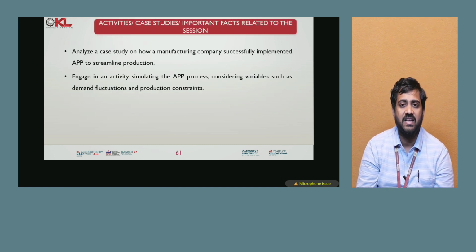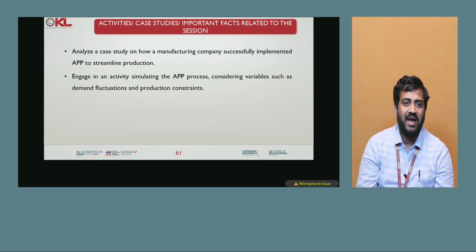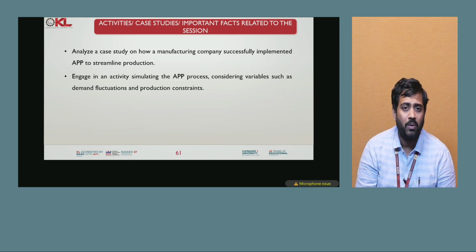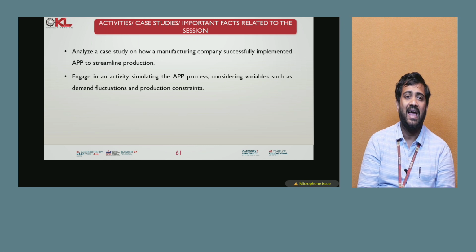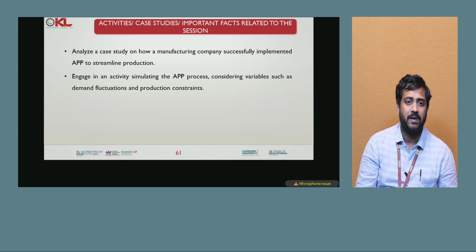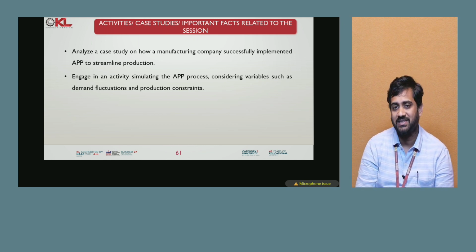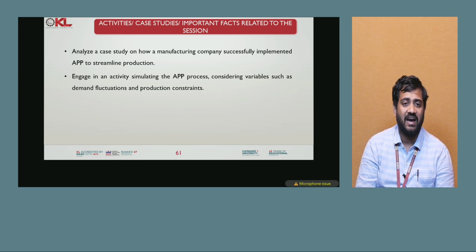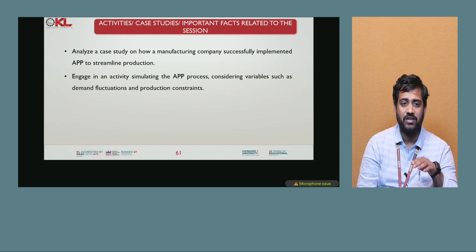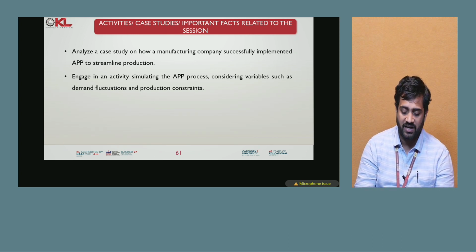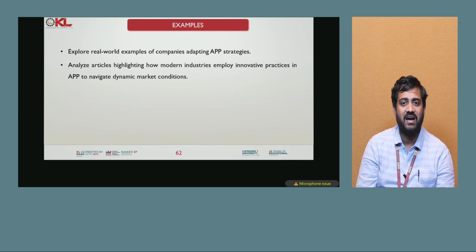And these are the activities mapped to this session. Analyzing a case study on how a manufacturing company successfully implemented APP to streamline the existing production. And another activity: engage in an activity simulating the APP process, considering variables such as demand fluctuations and production constraints. And here are some examples mapped to this session.